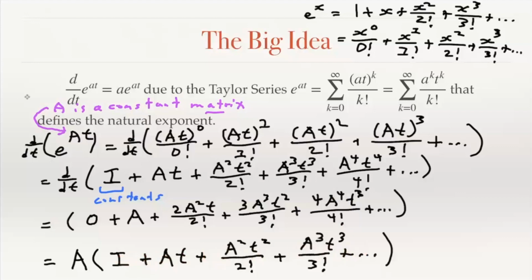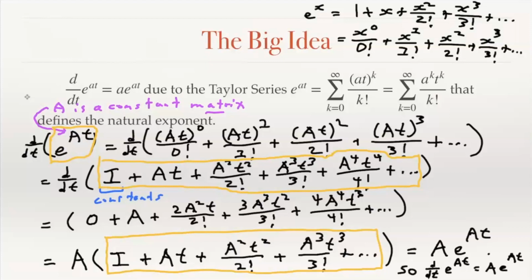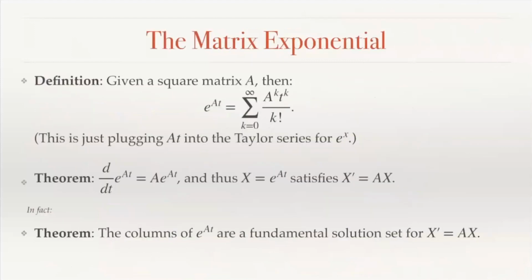Okay, and look what we have here. This whole guy is that whole guy, which is that. So we wind up with a times e to the at. So that proves that the derivative of e to the at is a times e to the at if we define matrix exponentiation to mean plugging into the Taylor series. So what we have shown is that the derivative of e to the at is a times e to the at, where we define e to the at to mean plugging at into the Taylor series for e to the x. And therefore, e to the at satisfies this differential equation.